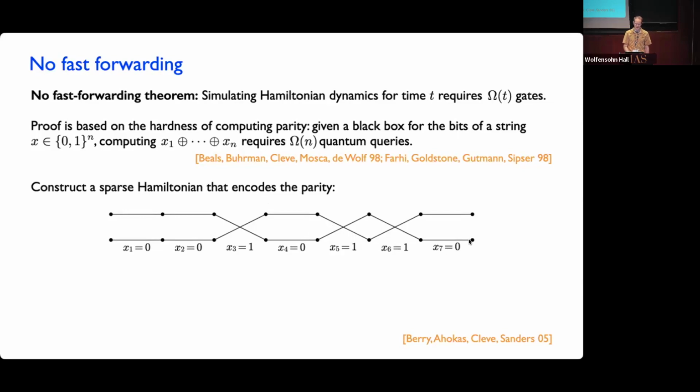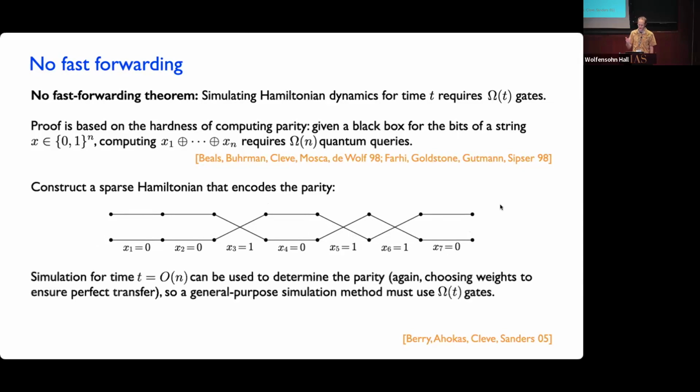And so what that means is if you time evolve the Hamiltonian, let's say, starting at this state, you're going to end up here or here, depending upon whether the parity is even or odd. And actually, there's again a thing where we can choose some coefficients carefully so that we will, rather than come over here with some amplitude, actually exactly come over to the other end of the path.